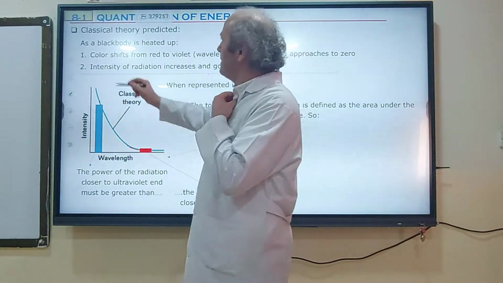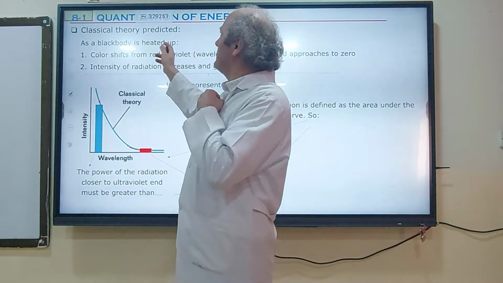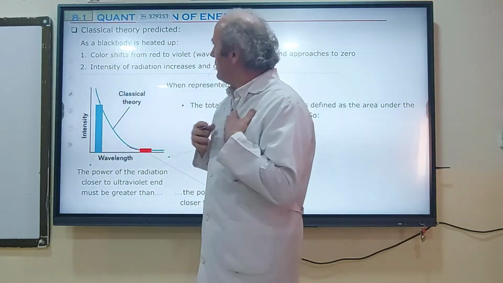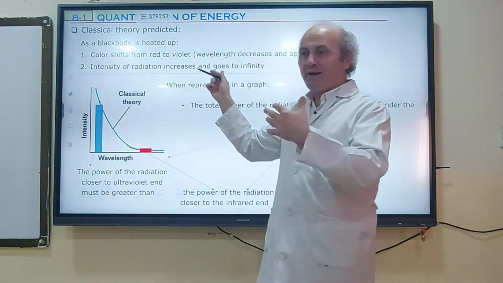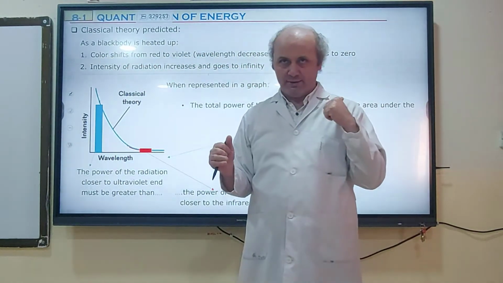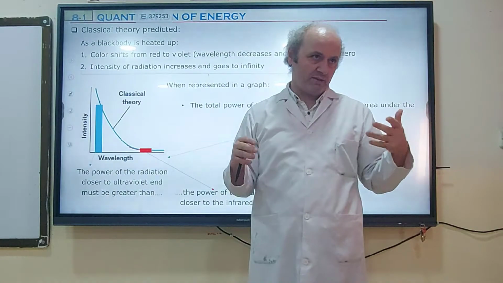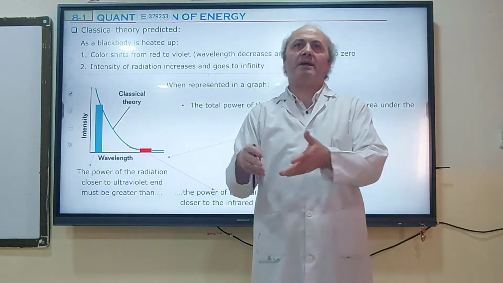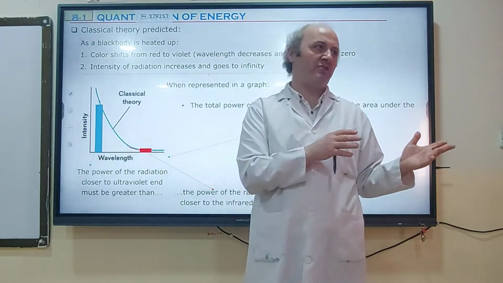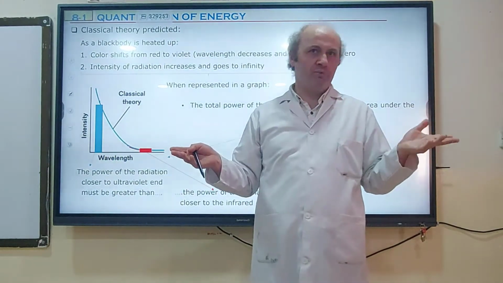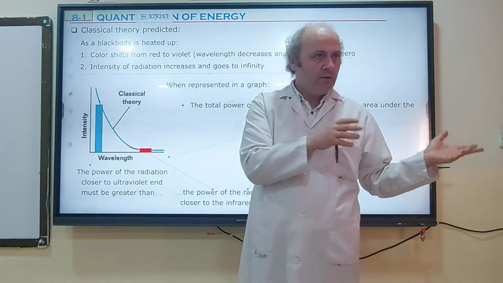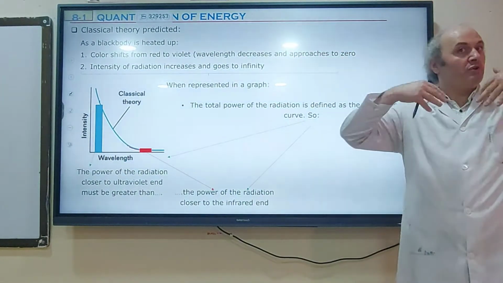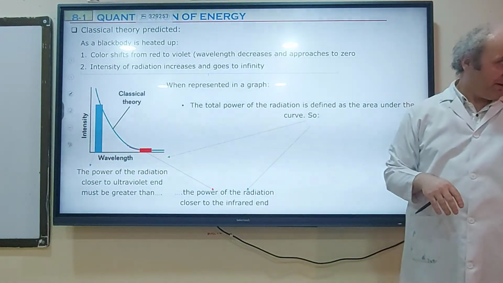explanation about this. Classical theory of physics predicted that as a Blackbody is heated up, color shifts from red to violet. This is normally what we expected and what we observed. This can be easily observed because when you heat up an iron, you observe that it shifts from red, yellow to blue, which is from longer wavelength to shorter wavelength. Wavelength decreases and approaches zero if you continue heating a Blackbody.